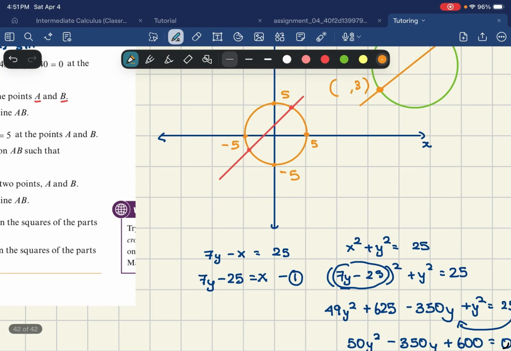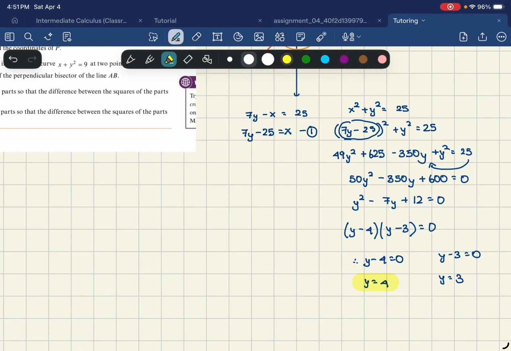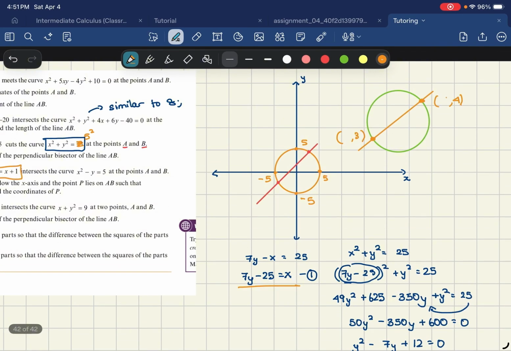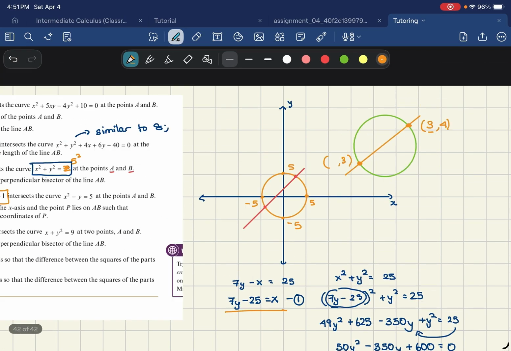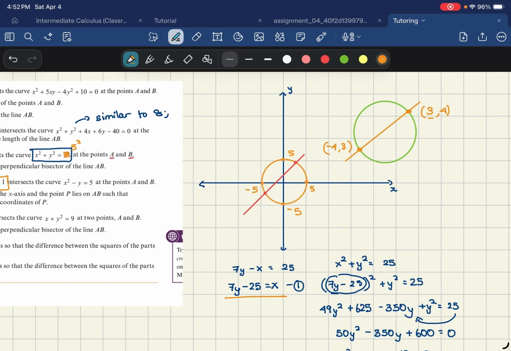So we need to find our x-coordinates. And we can do so by just substituting it into our x equation, which is this one. So 7y minus 25 is equal to x. If y is equal to 4, 7 4s are 28 minus 25 is equal to 3. So if y is 4, x is 3. And if y is 3, 21 minus 25 is equal to x, right? 7 times 3 is 21 minus 25. x is equal to negative 4. So I have negative 4 comma 3, 3 comma 4. So these are my 2 points.